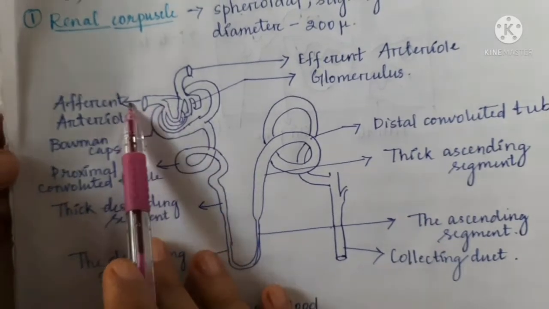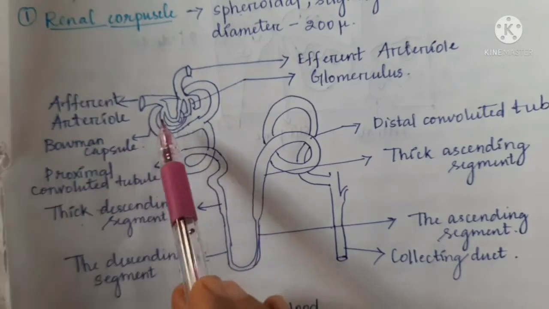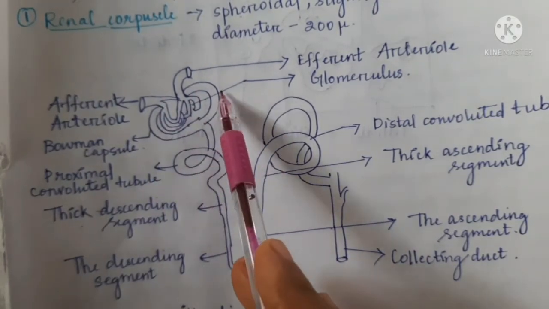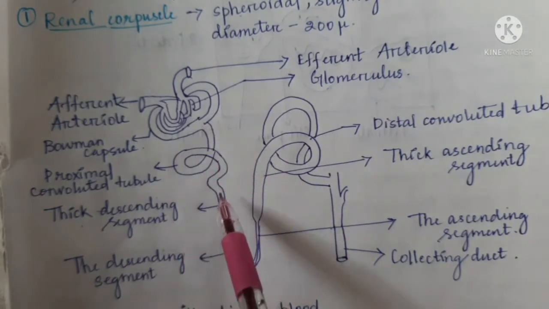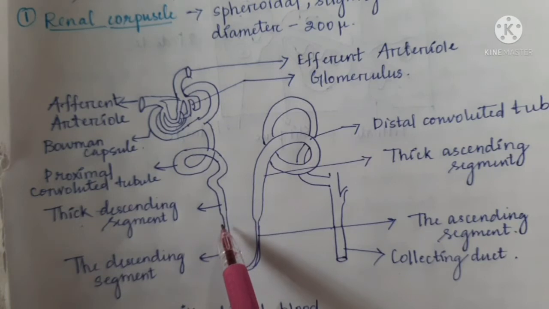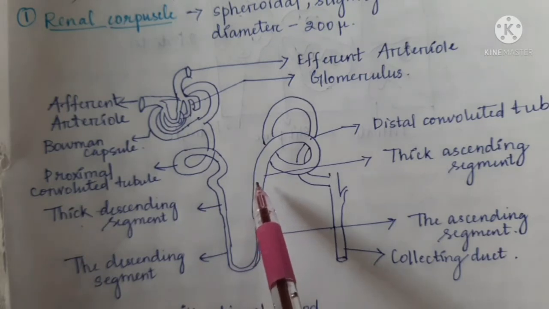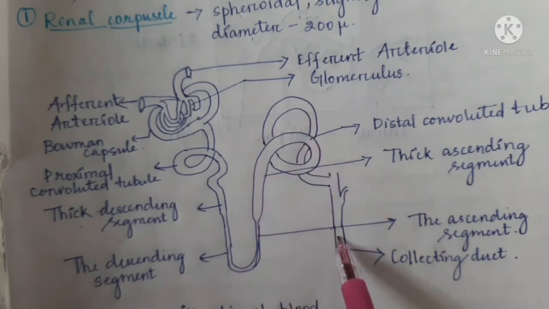This one is the afferent arteriole, efferent arteriole, glomerulus, and Bowman's capsule enclosing the glomerulus. This is the proximal convoluted tubule, then the thick descending segment, the descending segment, and the ascending segment, then the thick ascending segment and the distal convoluted tubule, and finally the collecting duct.